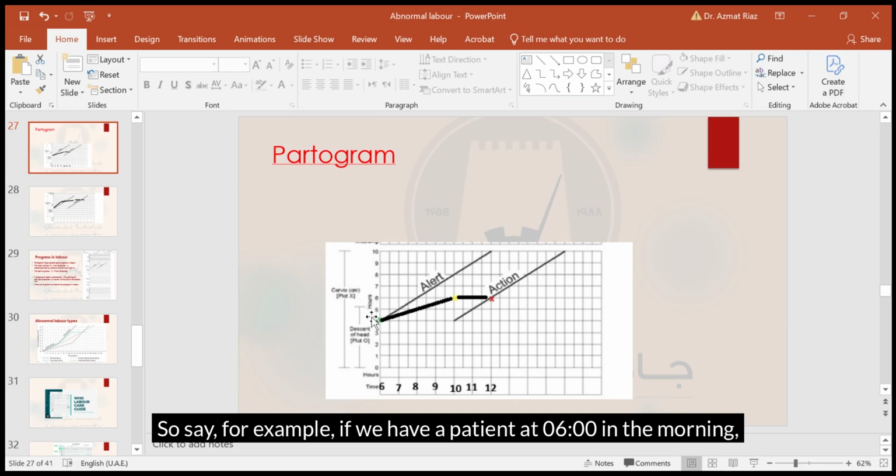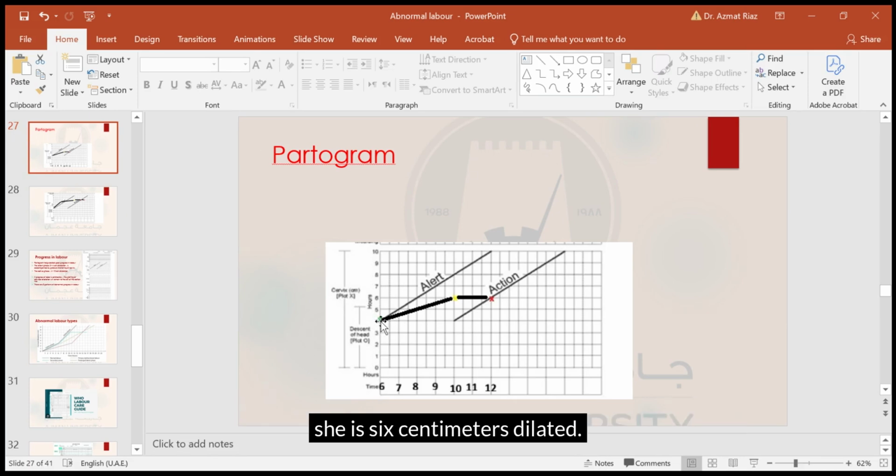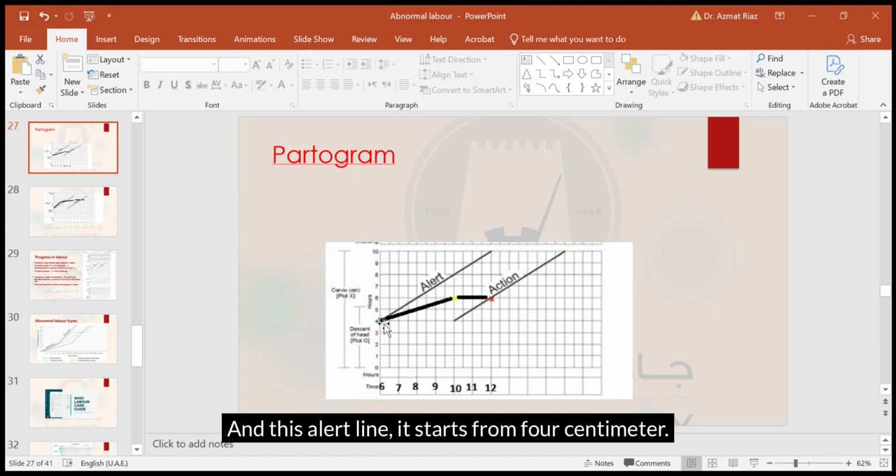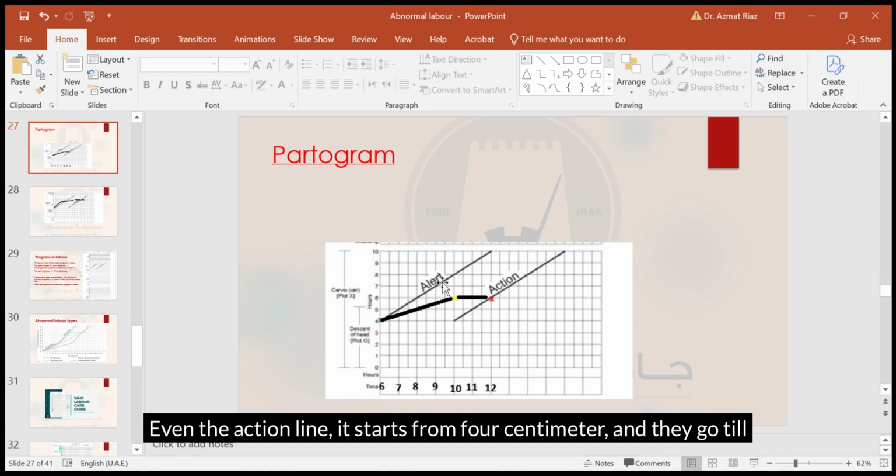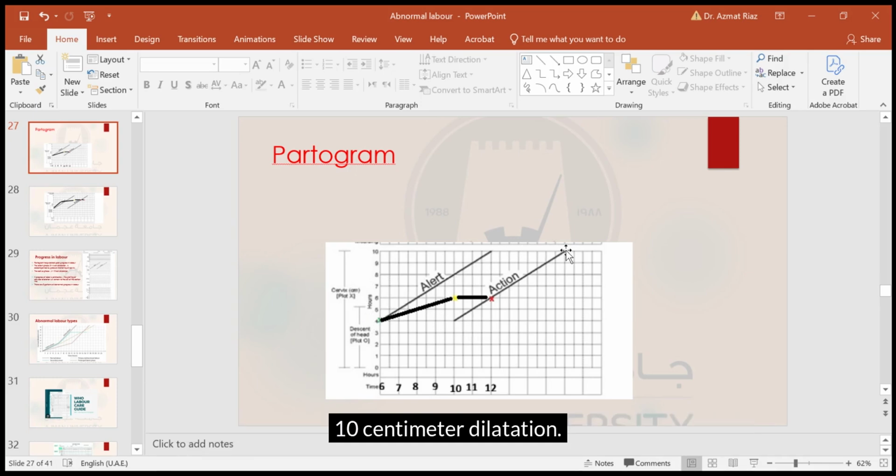So, say for example, we have a patient at 6 o'clock in the morning, she is 6 centimeters dilated. We always start the partogram in the active phase of the first stage of labor. Now remember, there are two lines. One is the alert line, second is the action line. The alert line starts from 4 centimeter, and the action line also starts from 4 centimeter, and they go till 10 centimeter dilatation.